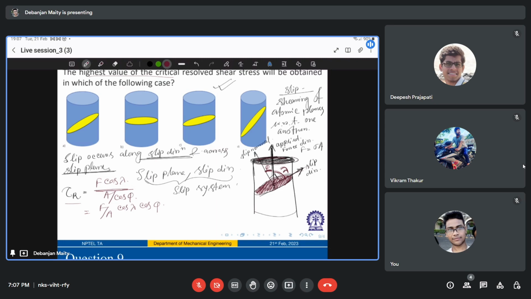So this angle is some 45 degree. This is of course 0. This is something, how much will this be? Less than 45, right? And this is greater than 45. I'm talking about this with horizontal.